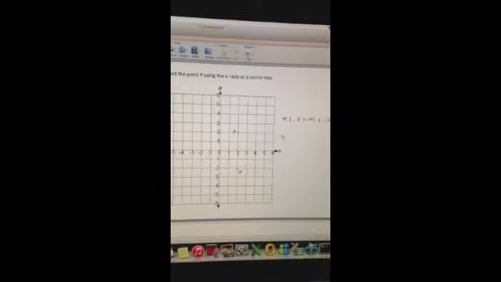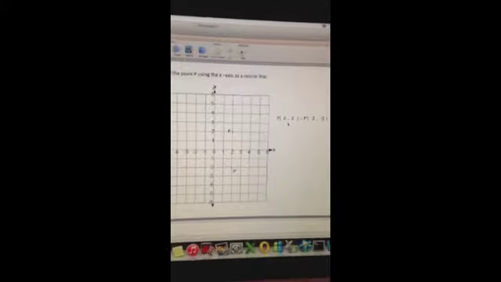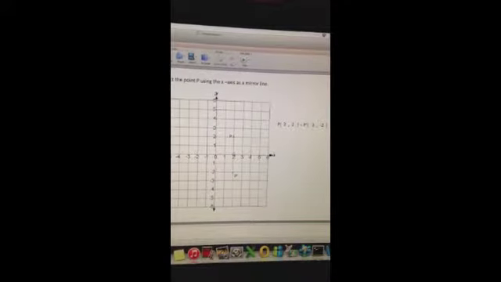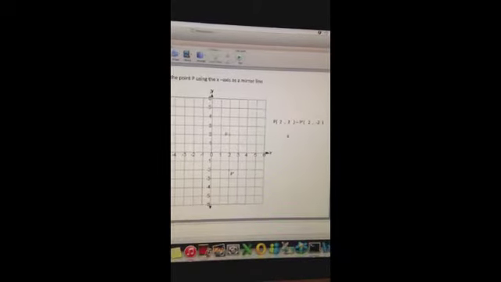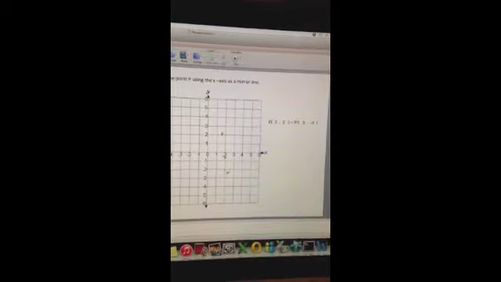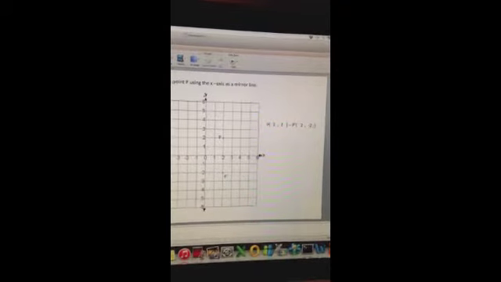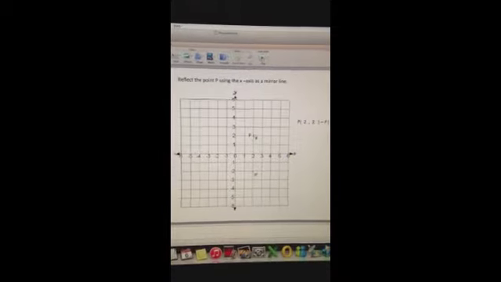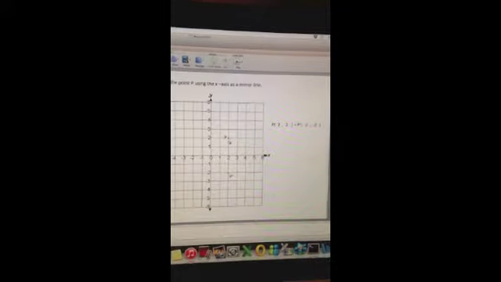So if we take a look at what the coordinate pairs would be, we would have (2, 2) as our original image. So 2 on the x, 2 on the y. And you'll notice that the 2 for the x stays the same because it doesn't move, but the y becomes -2. So when we flip something over the x, the x value will stay the same, and the y value just becomes its opposite.